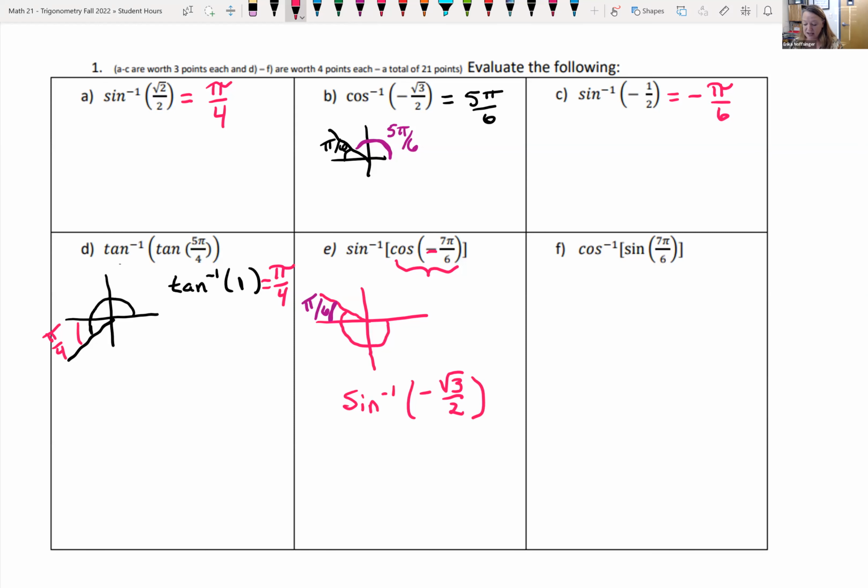So when we evaluate sine inverse of negative root 3 over 2, we are between negative pi halves and pi halves because we're dealing with sine inverse. And then we're thinking to ourselves, sine of what first gives us back root 3 over 2, which is 60 degrees or pi thirds. But this is negative, so we want it to fall into the fourth quadrant and be written as radian measure between negative pi halves and pi halves. So that's going to give us negative pi thirds.